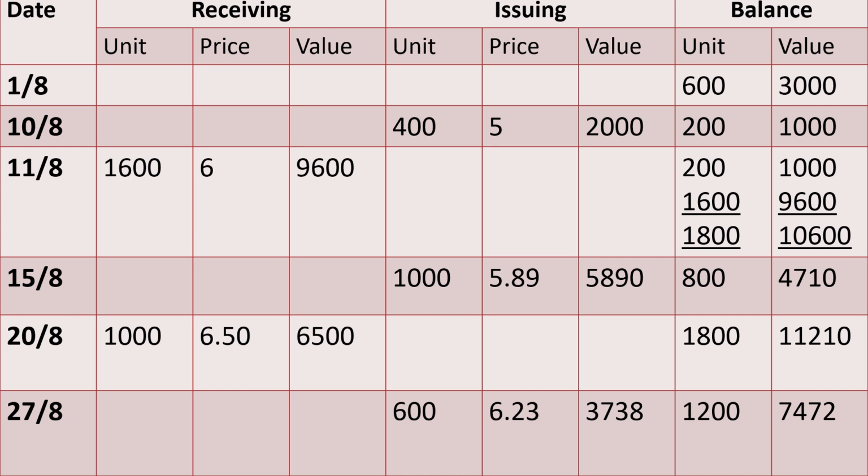So I have added the beginning balance of 200 units and the current purchase of 1,600 and arrived with the total unit of 1,800. Then I have put the beginning inventory value at the same time purchase cost. So altogether it is 10,600.